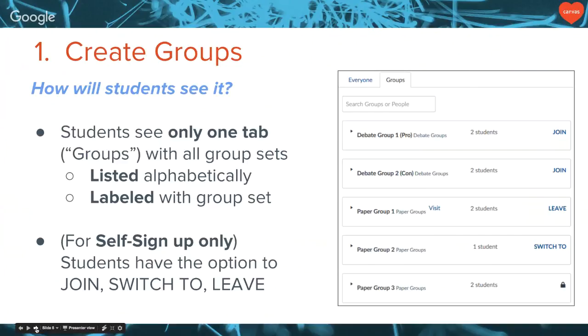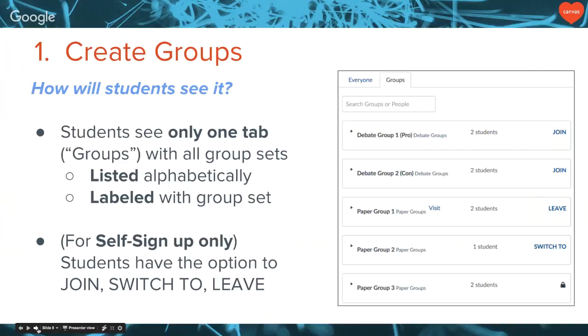If a student goes into the People tab, they will see Everyone and Groups as the tabs on the top. Everyone is the class roster, and the groups are the available groups that people can join or participate in. They will be listed alphabetically, so perhaps that might give you some perspective in terms of naming conventions if you want to organize these groups a little bit.